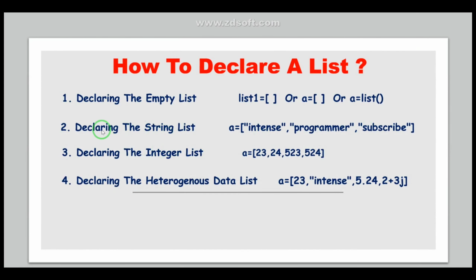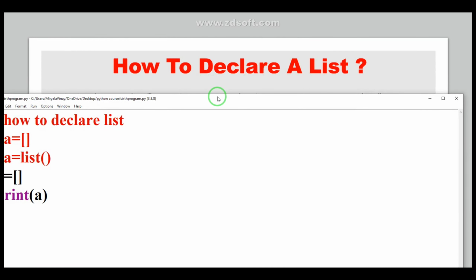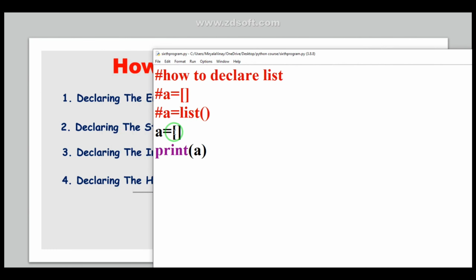So coming to the next part, declaring a string list, meaning a list containing string data types. How to do it? Okay, come back to the same. So I have a list called a, you can use another name also, as you wish, list1 or something like that. So list1, I am declaring in that something. I am declaring all the data types as string only, like intense, programmer.